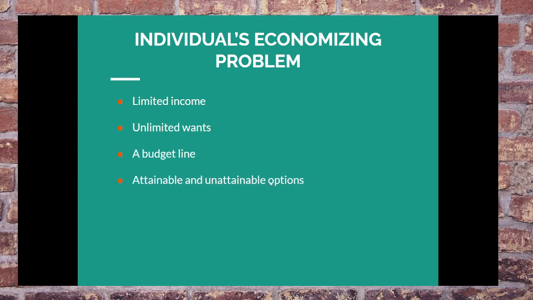Right? There are attainable points where he can get combinations of both goods, and then there are points where he can't get certain combinations of both goods. Then we have to make trade-offs. You have to give up one thing to get another thing.